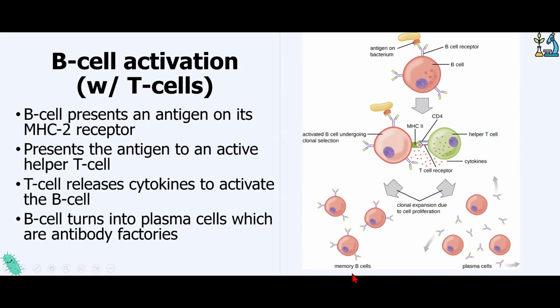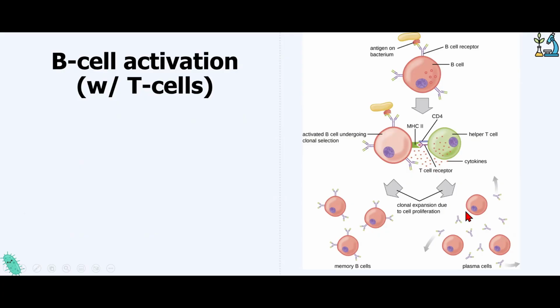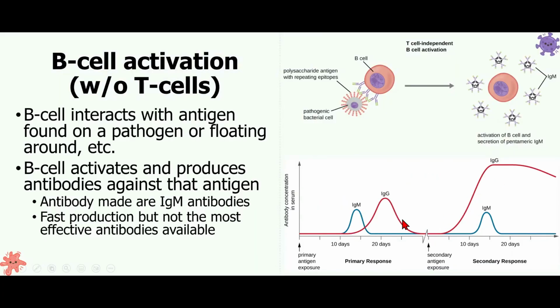Some of those clones become memory B cells, which are useful later, to remember the pathogen. And then the other B cells are going to be converted into plasma cells. These plasma cells are factories that produce tons and tons of IgG antibodies. And that is how we get that second peak of IgG. And again, because we have memory B cells that are produced, when you get infected a second time, boom, you make tons of IgG because you have all of these memory B cells ready to go.